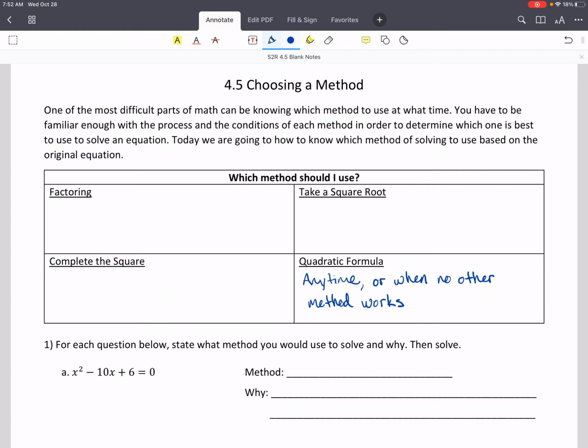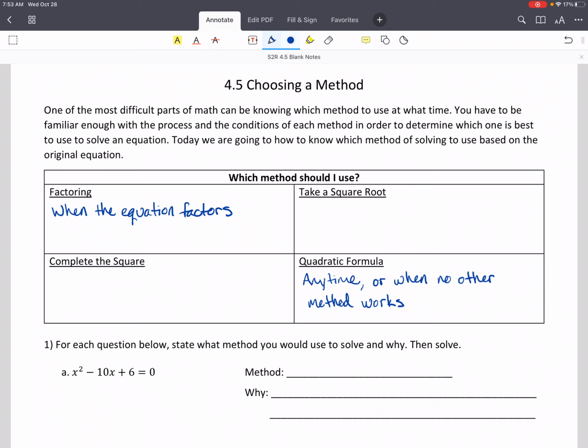And so as far as everything else, with factoring, hopefully you guys are pretty comfortable with factoring by now. I would say you should factor when the equation factors. Meaning that I can find two numbers that multiply to a times c and add to the middle term b.